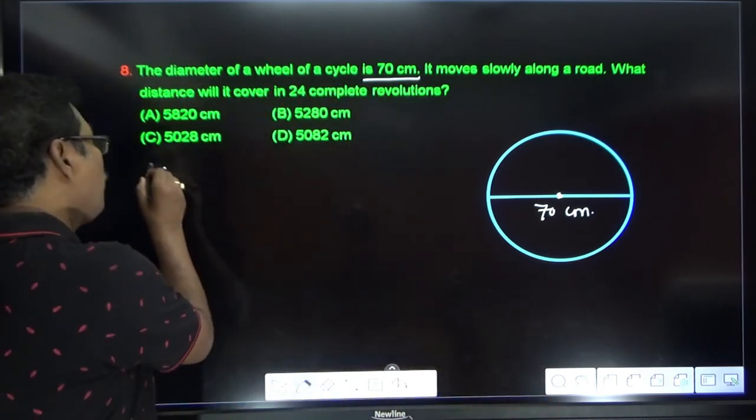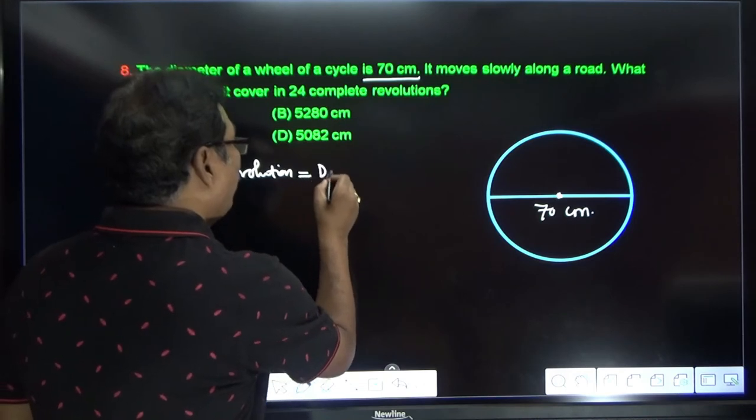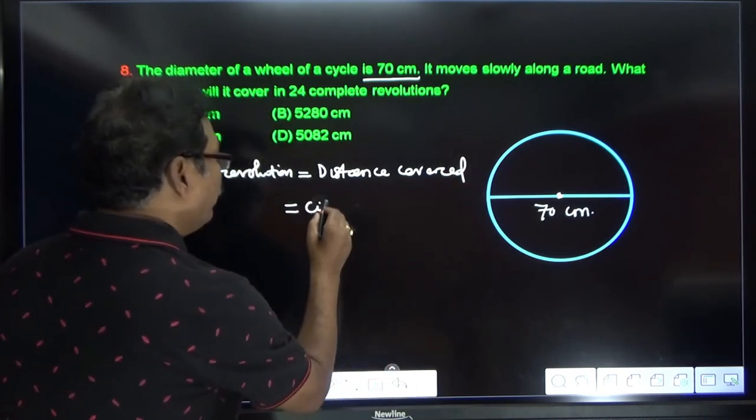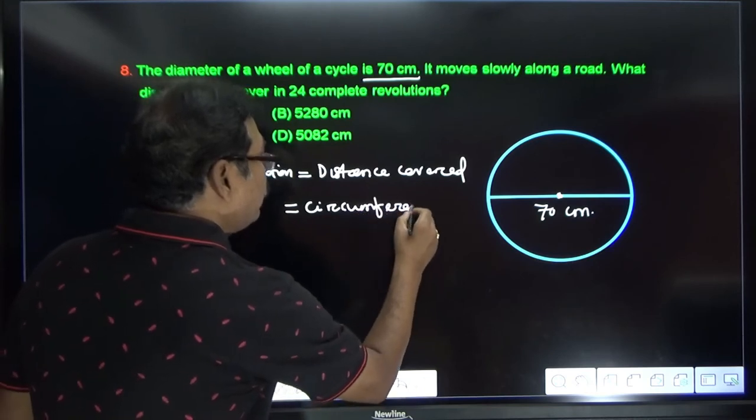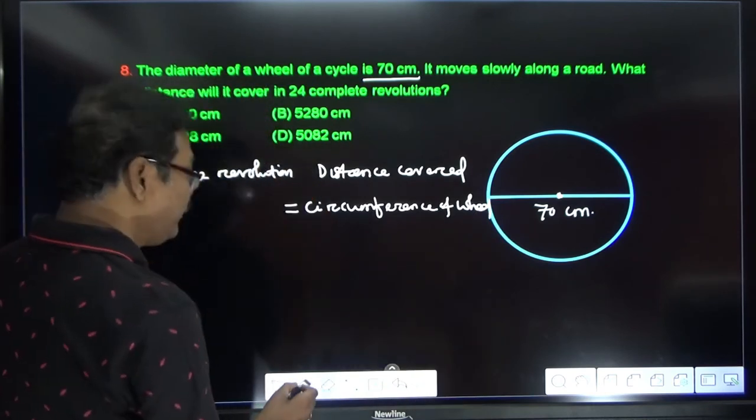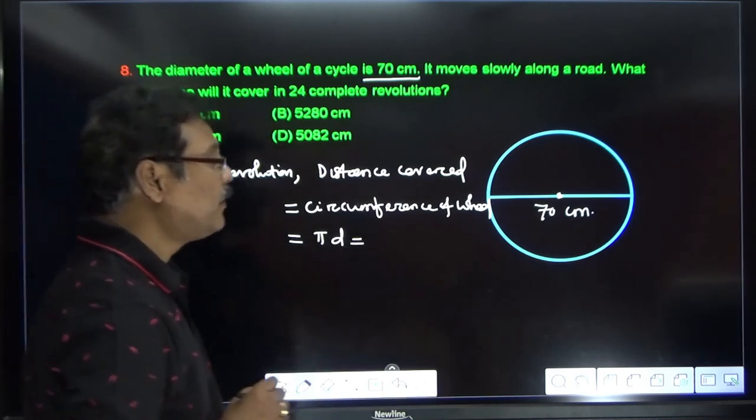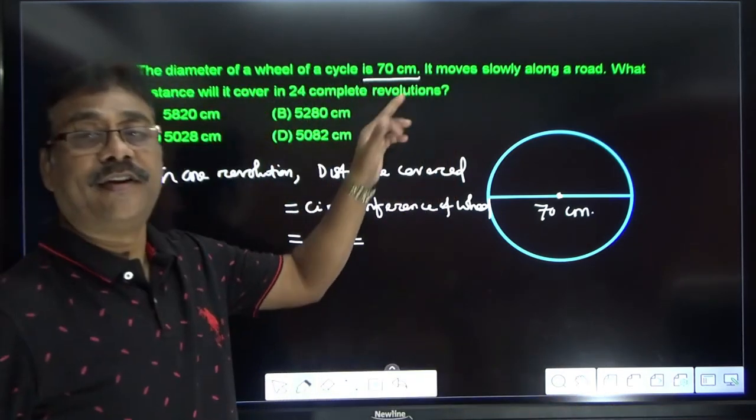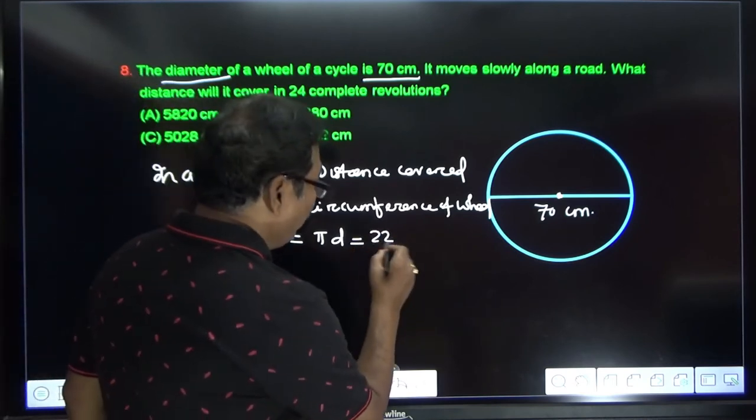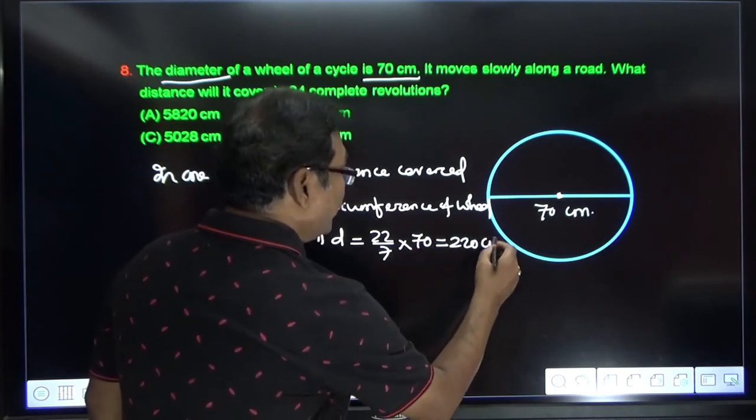So, in one revolution, distance covered is equal to the circumference of the wheel, which is pi into d. Why not 2 pi r? Because in the question 70 cm is given as the diameter of the wheel, so I can make use of the formula with the diameter. So 22 by 7 into 70. So it gives me 220 centimeter.